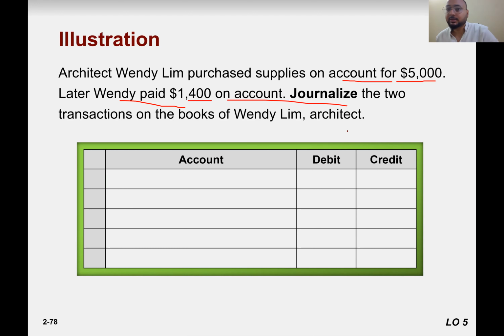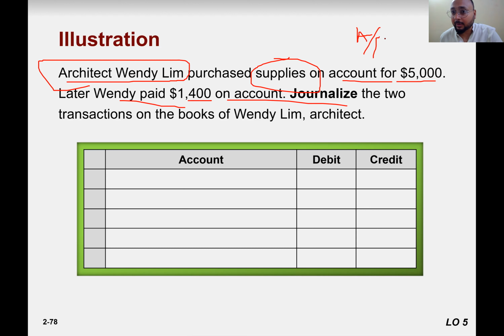So we have 2 transactions here. The first one is that the architect Wendy Lim, which is a business, purchases supplies on account. So when they purchase supplies on account, which 2 accounts are going to be hit? First of all, supplies, and on account means you are purchasing from a supplier. So if supplies increase, accounts payable increase. Supplies increase means debit, accounts payable is our liability, liability increase means credit.